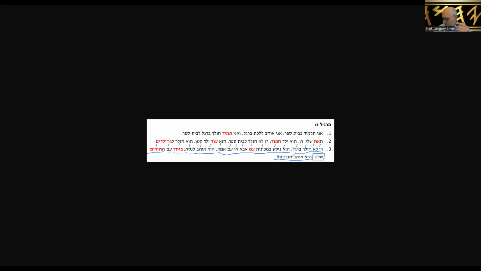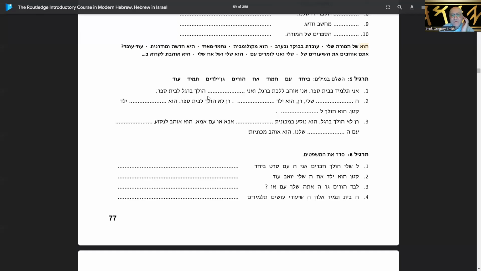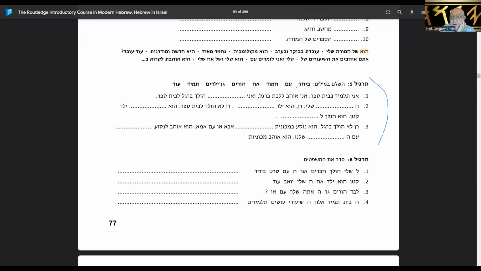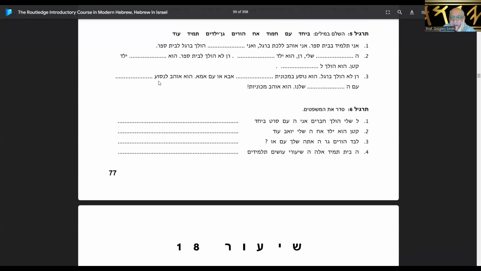Okay, so that one was a little easier for me than some of these exercises. Okay, let's see here. So that's Targila 5 for you guys. So let's go down to Targila 6.